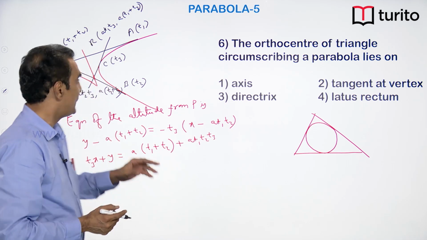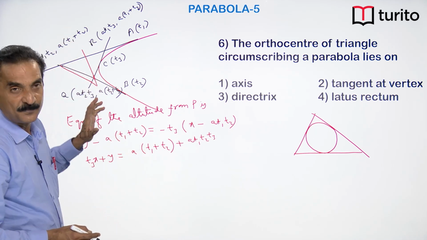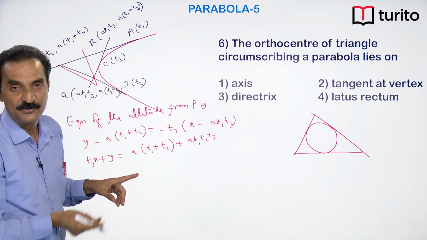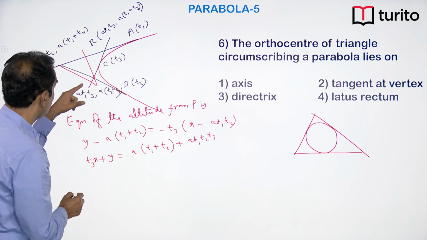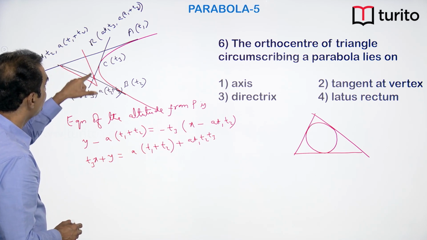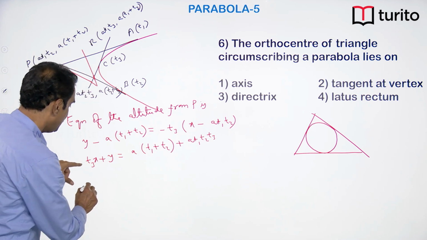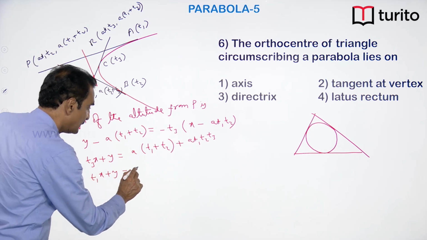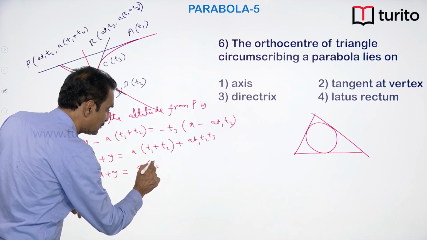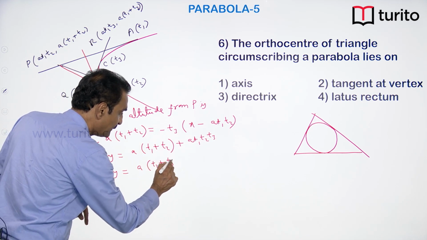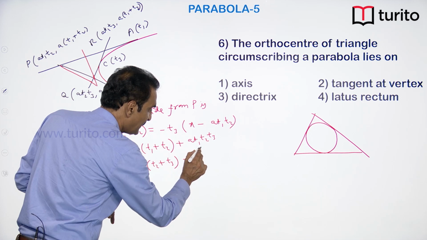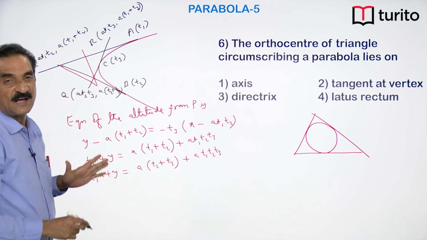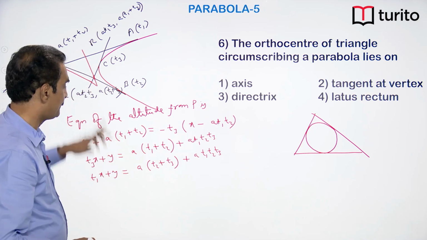Then directly you can write the equation of the altitude from Q. How? Changing T1 to T2, T2 to T3, T3 to T1. So, T3 becomes T1, T1 becomes T2, T2 becomes T3, and this remains as it is because all three are present. This is the altitude from Q.